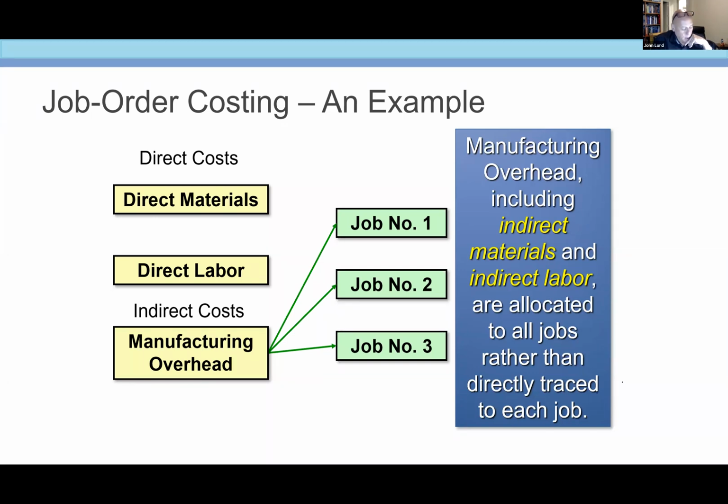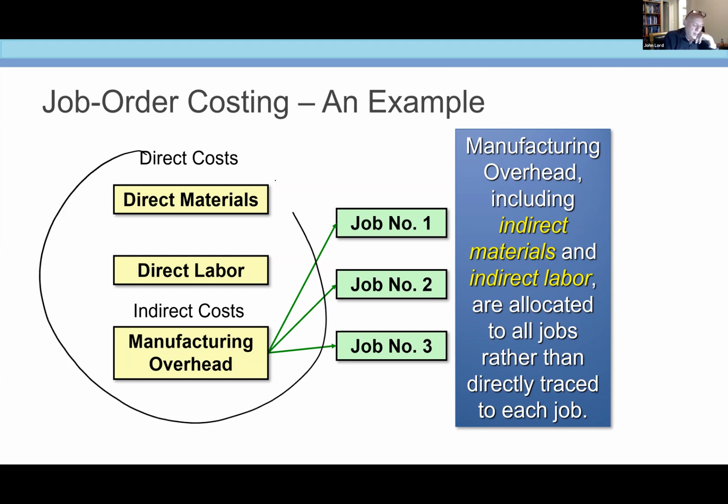Okay. All right. So you've got your costs being gathered by job. What do these three things here together constitute? Product cost. Good. These are all product cost. Very good. Got another name for it? Manufacturing costs. Good. Manufacturing costs.